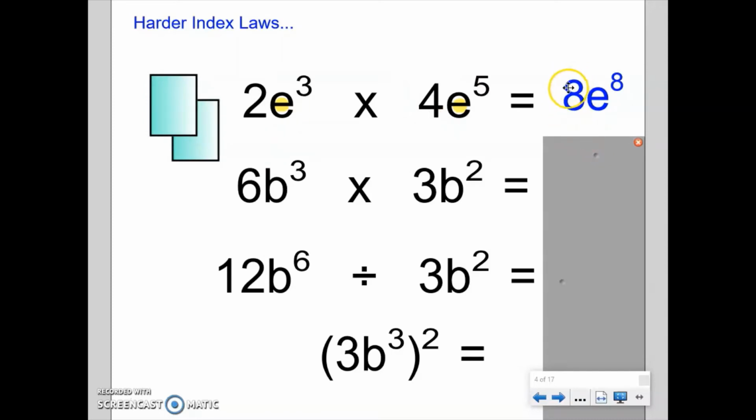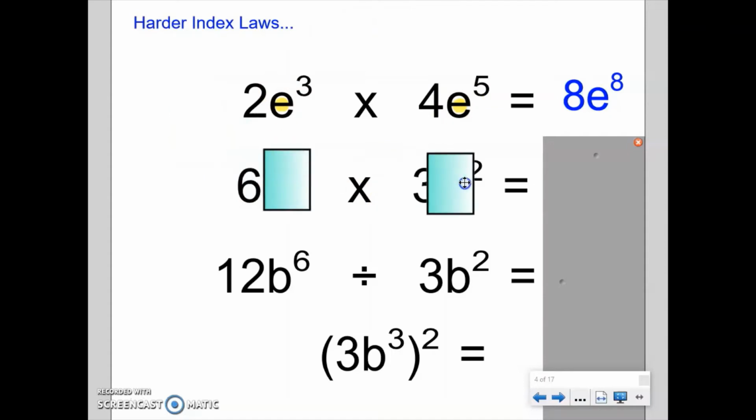The 8 comes from multiplying the numbers together, and the e to the power of 8 comes from using the laws of indices on the base letter e. Let's do the same for the second question. Just going to hide the b's, so I'm left with 6 times 3. Okay, that's going to give me 18.